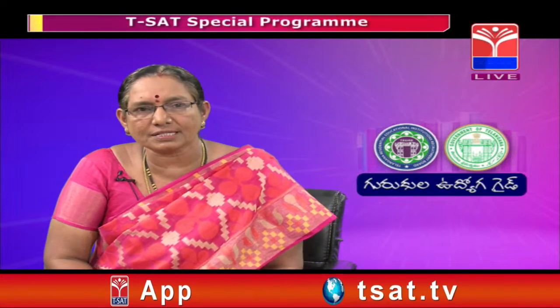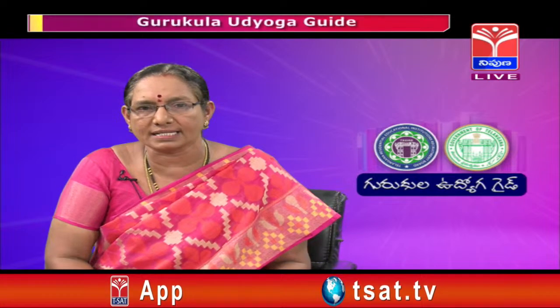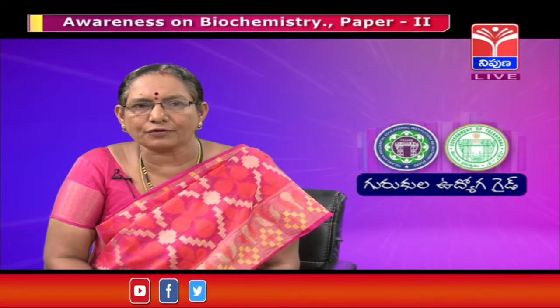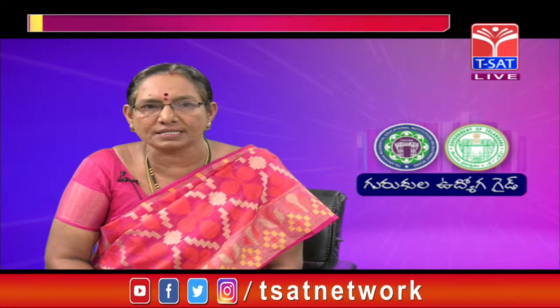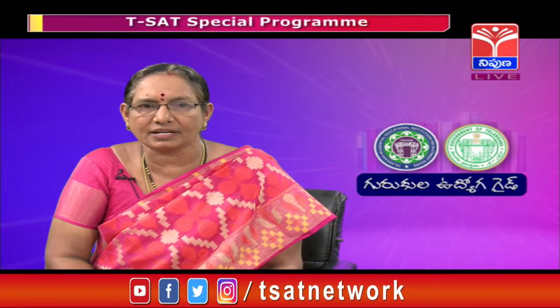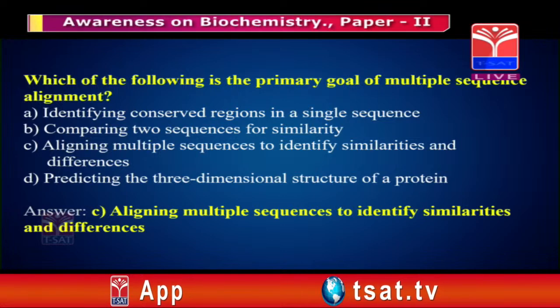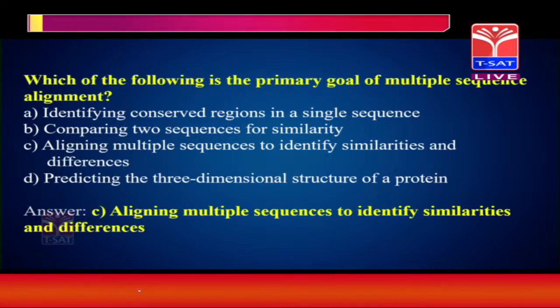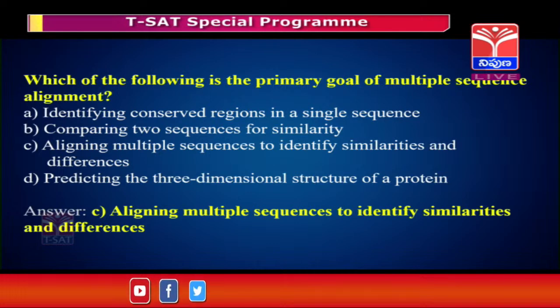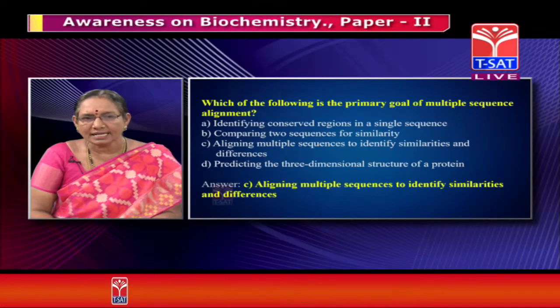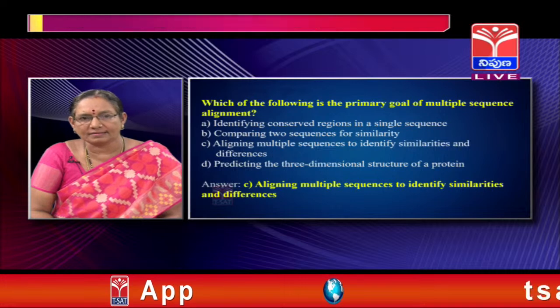The second question from this unit could be something like this: which of the following is the primary goal of multiple sequence alignment? So they will simply confuse you by giving different types of options, either to identify the conserved regions, or comparing for similarity, or going for the sequence to identify the similarity and differences, or you are simply predicting a structure out of it. So here the aim is the primary goal of multiple sequence alignment. First of all, we are looking for the similarities and also the differences. So the answer could be this.